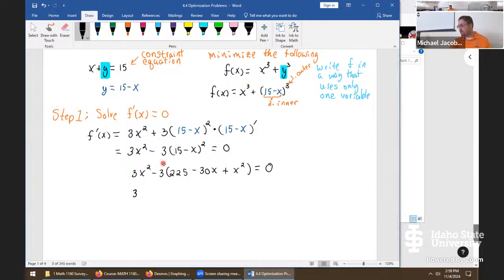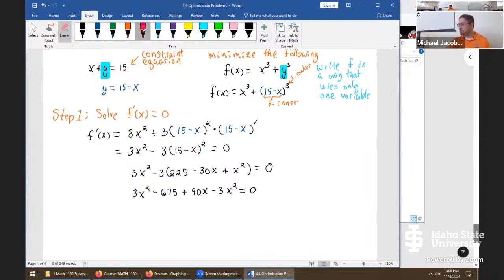So we'll get 3x squared minus 675 plus 90x minus 3x squared equals 0. This is a degree 2 polynomial equation, which usually means you have to factor, but it looks like a nice miracle occurred on this one.